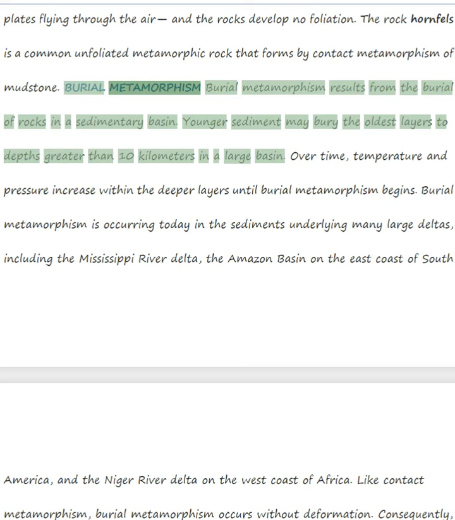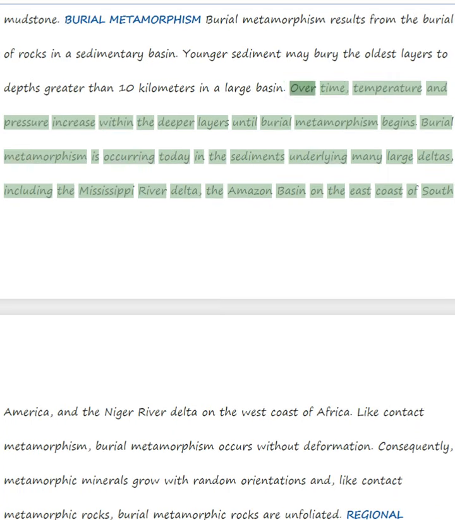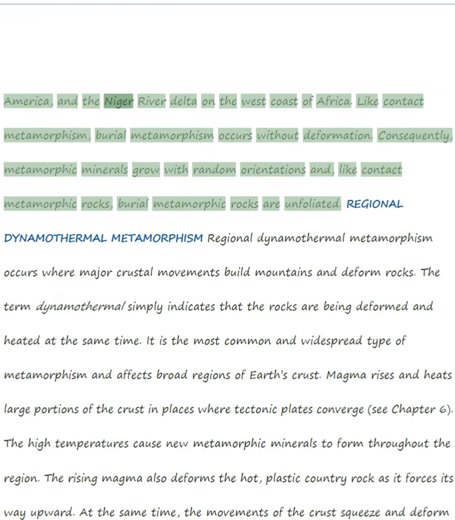Burial metamorphism. Burial metamorphism results from the burial of rocks in a sedimentary basin. Younger sediment may bury the oldest layers to depths greater than 10 kilometers in a large basin. Over time, temperature and pressure increase within the deeper layers until burial metamorphism begins. Burial metamorphism is occurring today in the sediments underlying many large deltas, including the Mississippi River Delta, the Amazon Basin on the east coast of South America, and the Niger River Delta on the west coast of Africa.